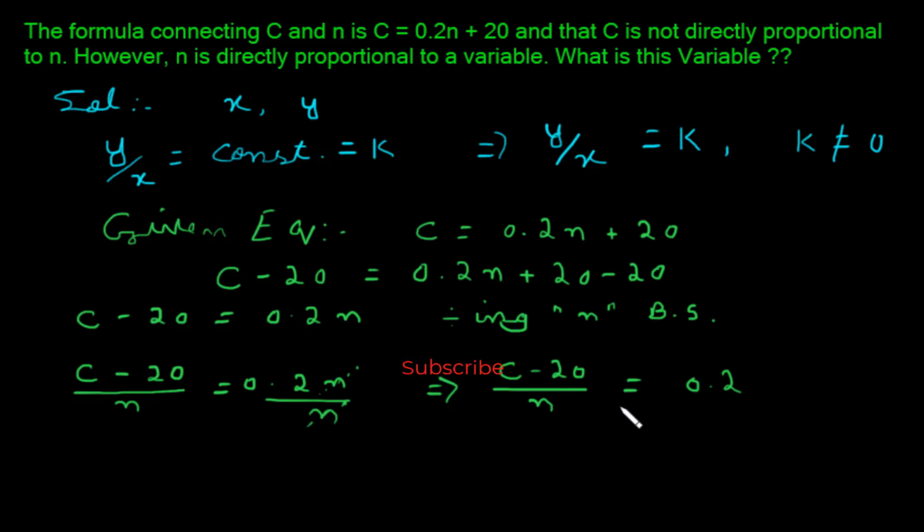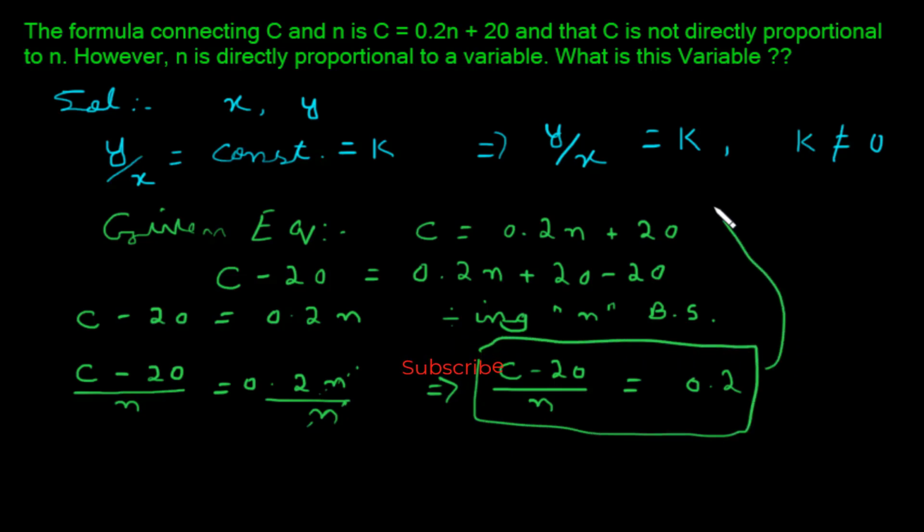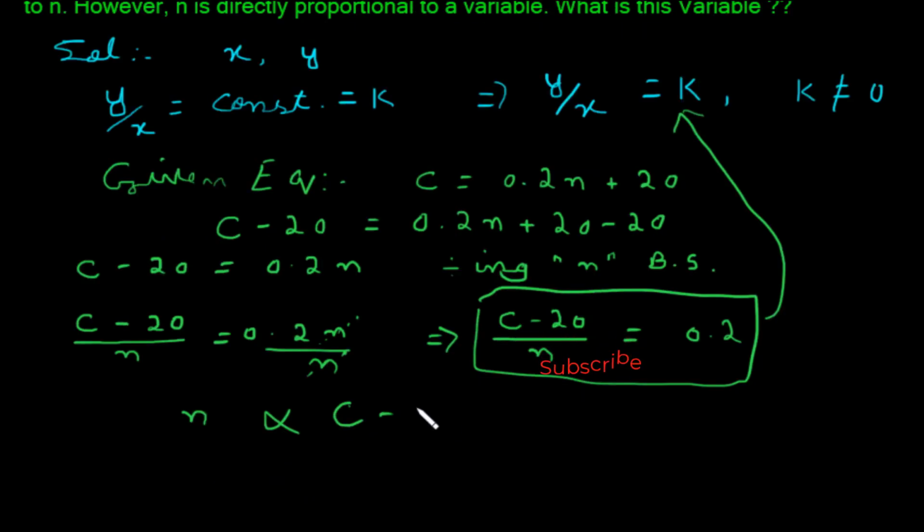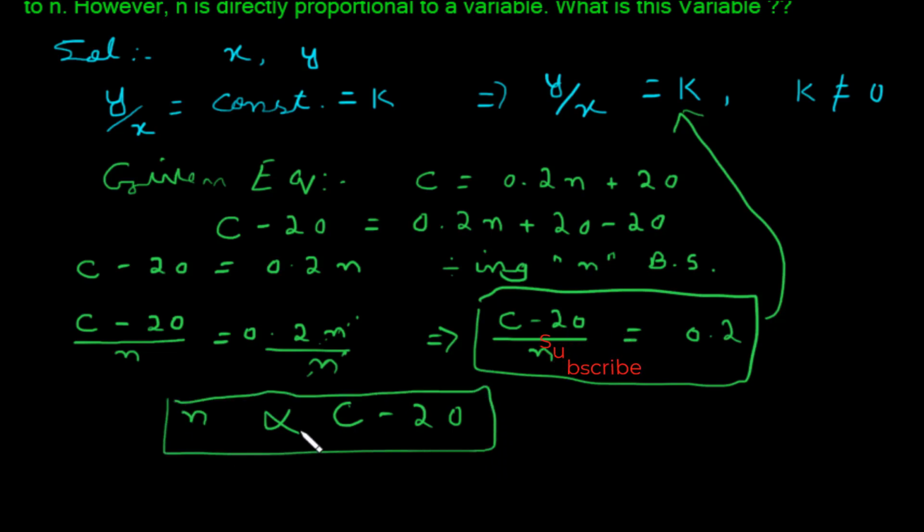So yes, we came to know this is of the form y by x is equal to k. So we would say that n is directly proportional to C minus 20. So these are the two variables that are directly proportional to each other.